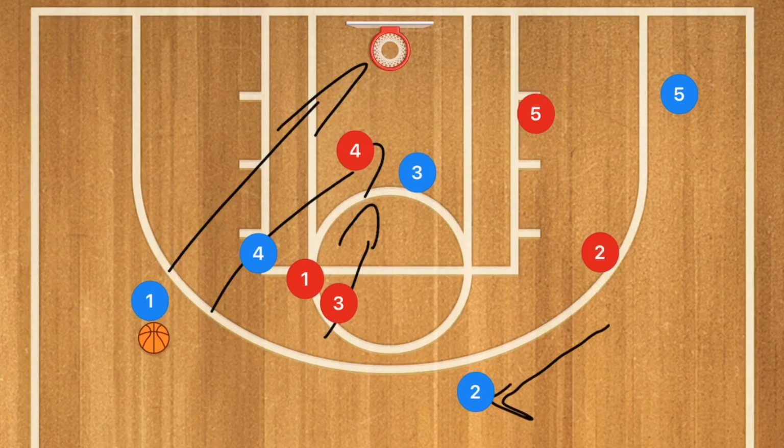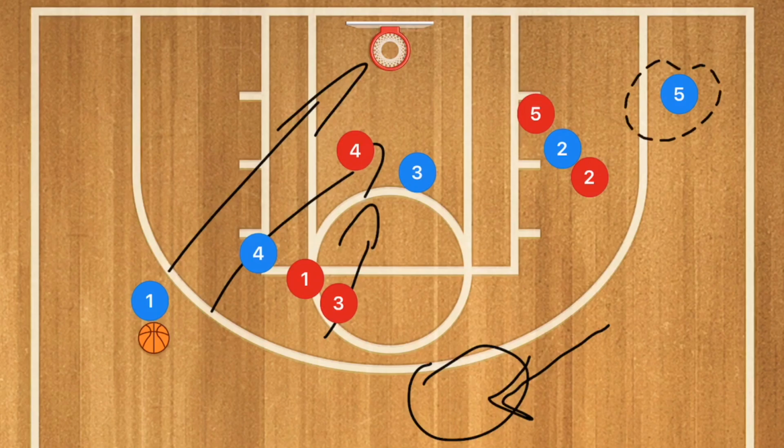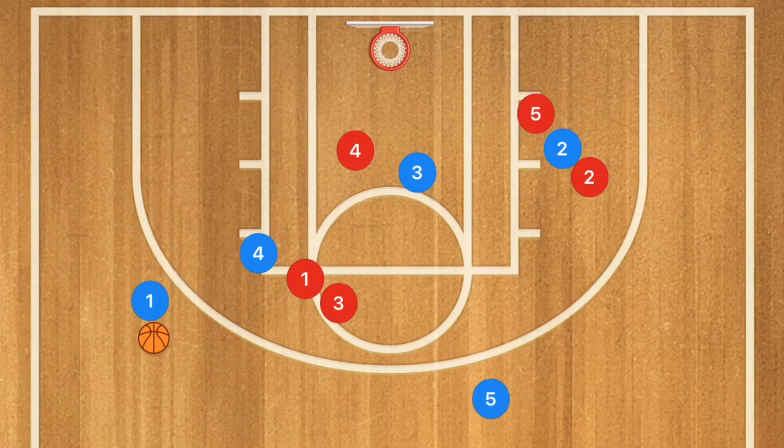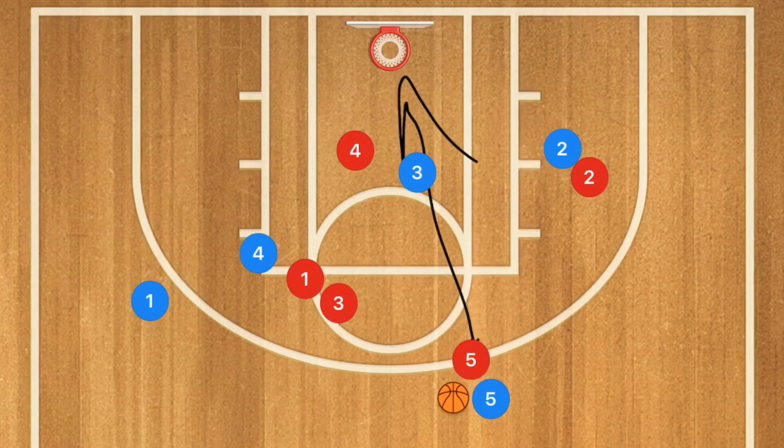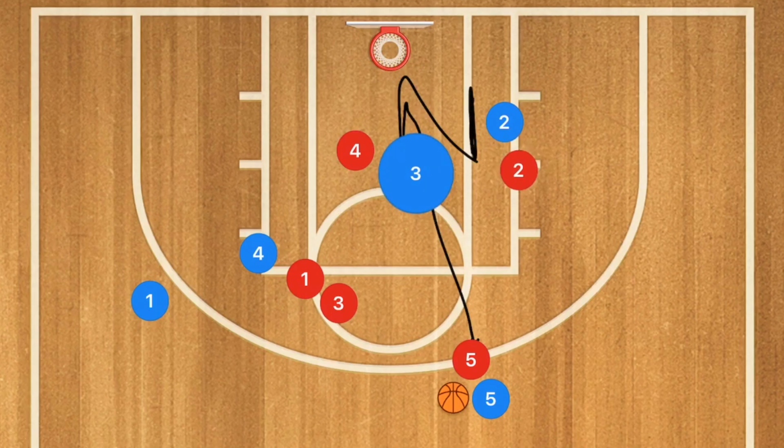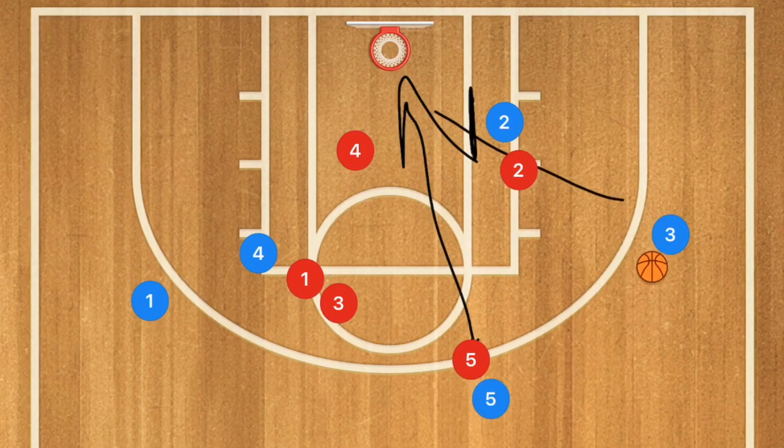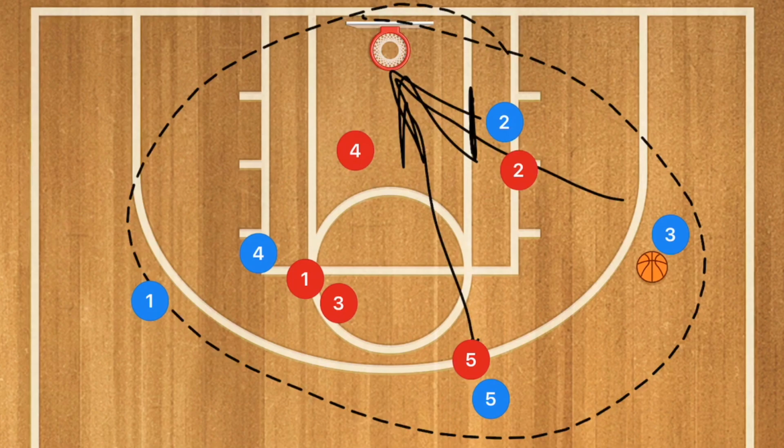We could either have player 2 popping up towards the three-point line, or he could set a screen. If player 5 is a good shooter, he could set a screen for player 5. We could now reverse that ball. He could take that shot, and if he's covered, then we could have player 2 setting a screen for player 3. Player 3 is then going to pop out, and player 5 could pass him the ball for the three-point shot.